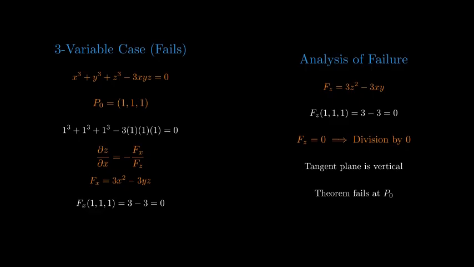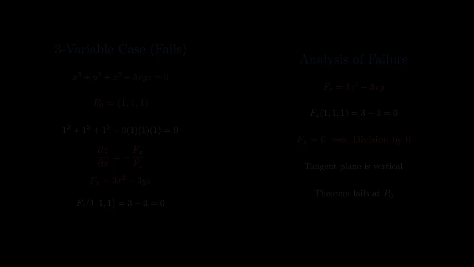Let us try another valid point on that same surface, such as the point (2, -1, 1). Let us verify the equation. 2 cubed is 8, negative 1 cubed is negative 1, 1 cubed is 1, and negative 3 times 2 times negative 1 times 1 is 6, giving 8 minus 1 plus 1 plus 6, which equals 14. So that point does not satisfy it. Instead, let us test the point (1, 2, 3).